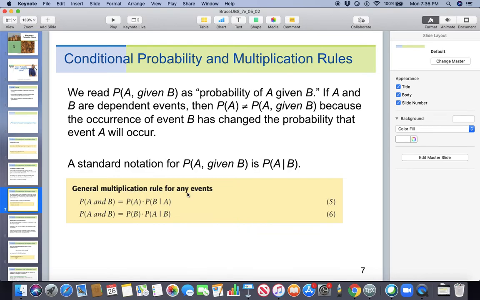What is the general multiplication rule for any events? Probability of A and B is probability of A times probability B given A. So A has occurred and then you're looking for probability B will occur given A. Another way of thinking of it is pretend B has occurred, then you're looking for A given B. So they are both, this is equal to this, which is in turn equal to this.